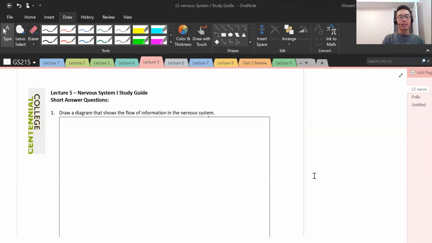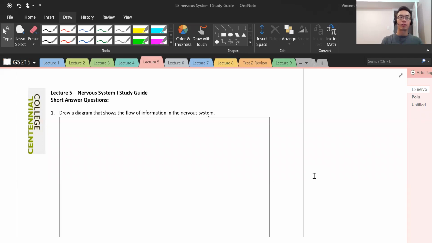So today we will be looking at lecture 5, which is part 1 of nervous system. And in part 1, we primarily talk about the cellular biology related to how a neuron works, how they transmit a signal, how does the signal go from one neuron to another neuron, and we sort of look at what happens if this signal transmission is disrupted.